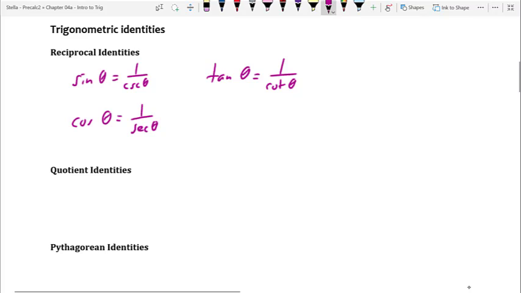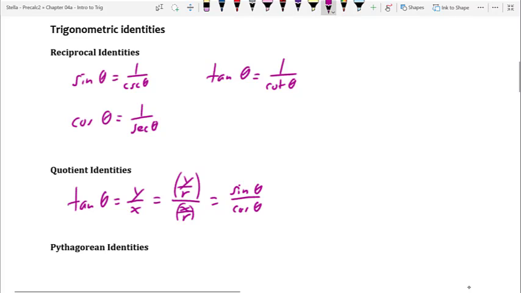The quotient identities come from the fact that I know that tangent of theta is equal to y over x, which is equal to y over r over x over r, which is equal to sine of theta over the cosine of theta. So tangent is sine over cosine, and cotangent of theta is equal to cosine over sine.